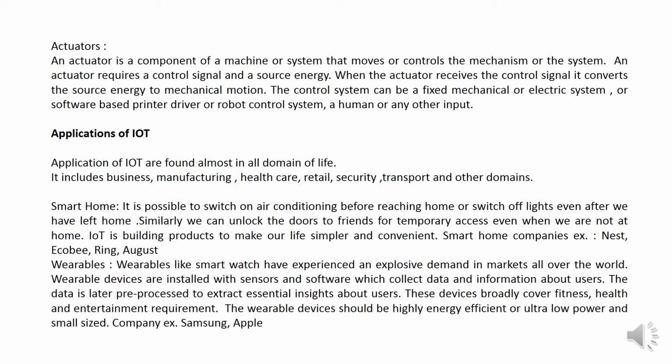Actuators. An actuator is a component of a machine or system that moves or controls the mechanism of the system. An actuator requires a control signal and a source of energy. When the actuator receives the control signal, it converts the source energy to mechanical motion. The control signal can be a fixed mechanical or electric system, or a software based printer driver or robotic control system, a human or any other input. So actuators are the components responsible for the action to be taken at the output end.